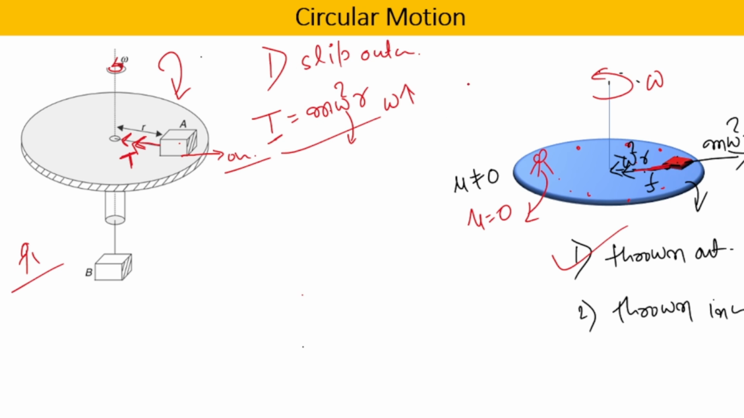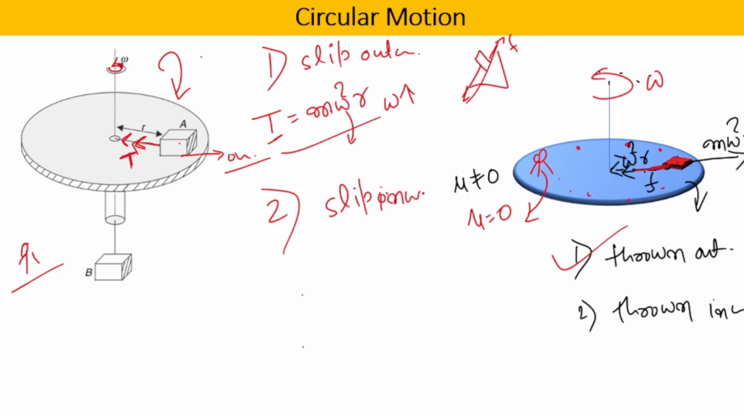You also know this from an inclined plane: if the block has a tendency to slip downward, friction will act up. So if this block has a tendency to slip outward, which it can have depending on the value of omega, then friction will act inward. That is the first case. The second case is that it may slip inward.